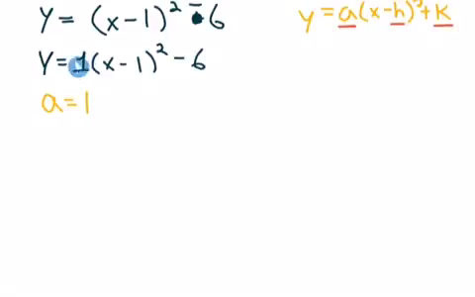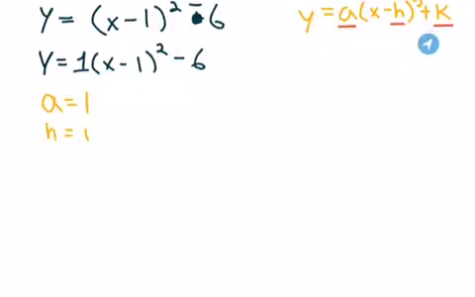So it's this one that I'm looking at. So we know that A is the number in front of the parentheses. So A is 1. Now H here, negative H, minus H. Here we've got minus 1. Minus 1. So what we have here is H is equal to 1 as well. H is equal to this one. A is equal to that one.